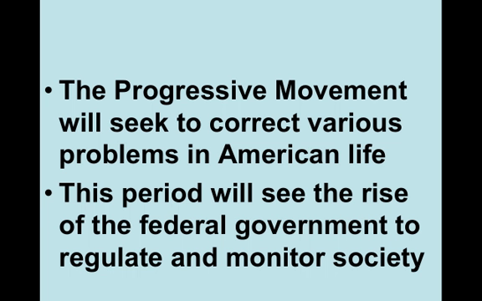The two important points that I want you all to know: one, the progressive movement is exactly that. It's a movement trying to create progress in American society. There were all sorts of problems going on in American life, and these people who fall under this title of progressive movement are trying to deal with these problems. One of the big ideas is the rise of the federal government in a way that regulates and monitors society. So the progressive movement rejects laissez-faire and looks upon government to play a role in regulating and improving society.